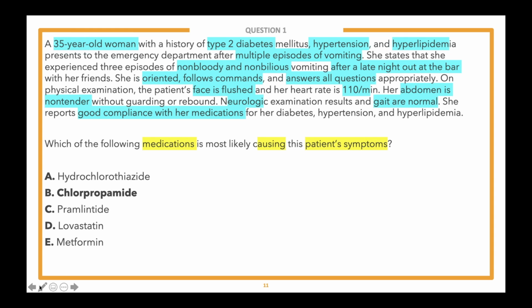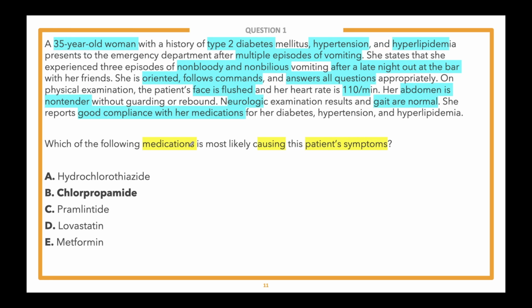So this is a nice question. So this woman, they gave us a couple interesting clues in the question. One, they said this started after a late night out at the bar. And then two, they also said that she has good compliance with her medications. Those are things that you don't normally get in questions. So they gave us a couple interesting clues there.